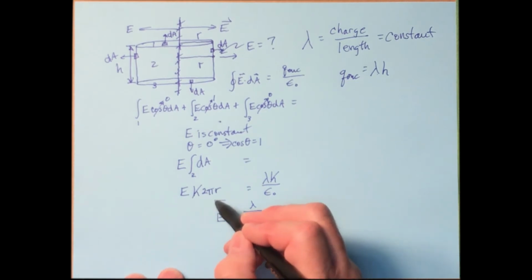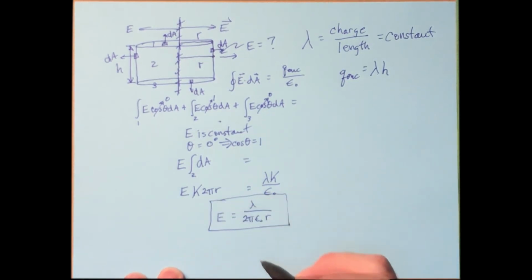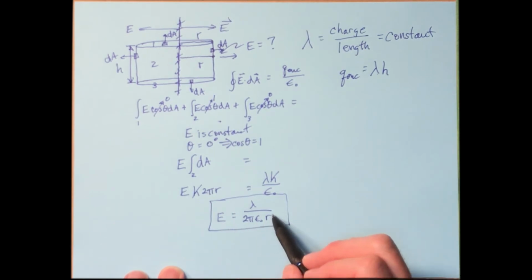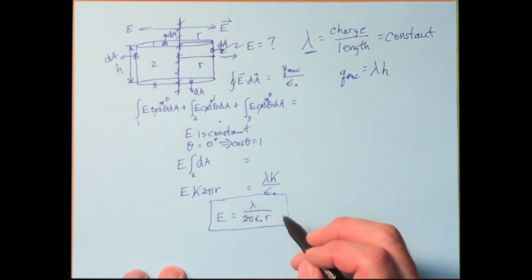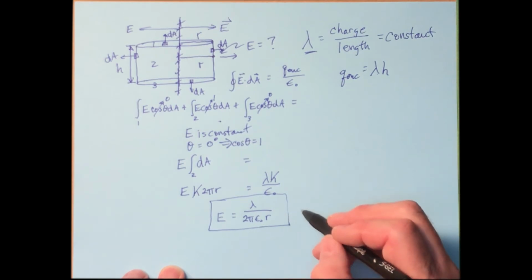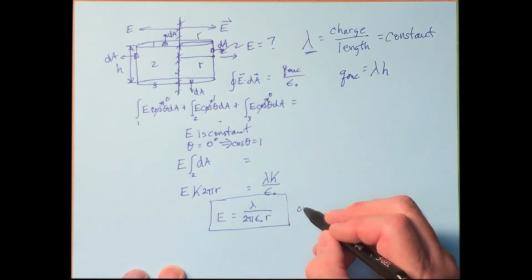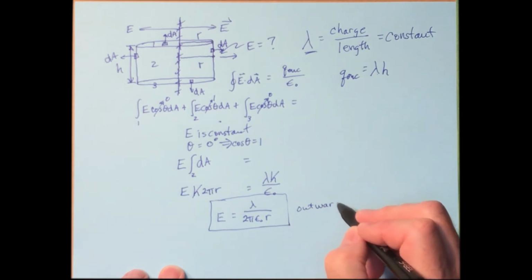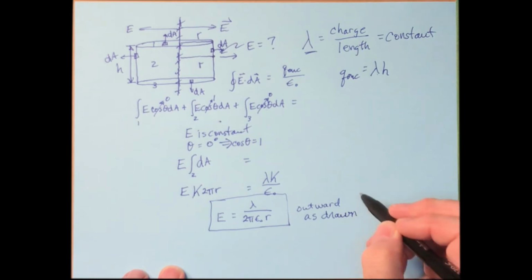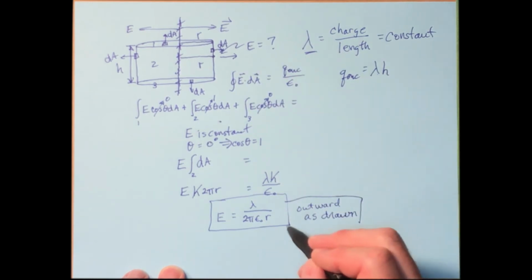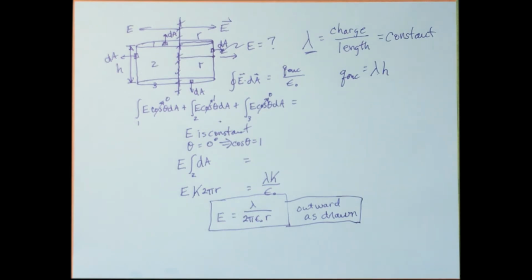So here we have the equation that describes the magnitude of E, a distance r away, as long as the linear charge density is known and is constant. We can add to this the direction. The direction is going to be outward as drawn. Okay, so magnitude and direction. All right, we're finished with that one. Let's move on and do another one.